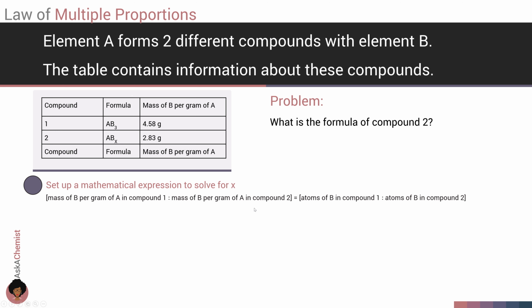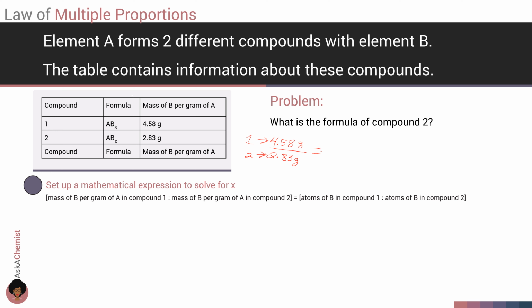So what we're going to do is set up sort of a ratio. I'm going to write that off to the side. So we're going to take the mass of atom B per gram of atom A, and we'll put that over, and this is for compound 1, and we'll put that over the same information for compound 2.